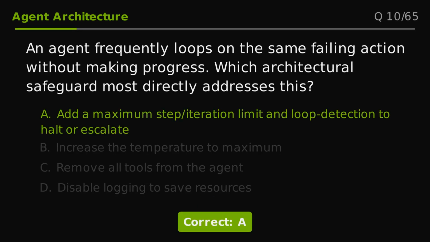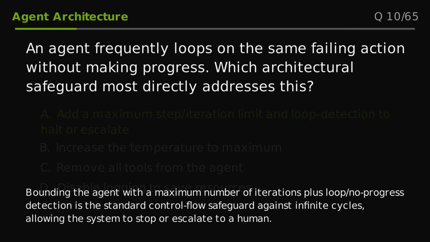The correct answer is A. A maximum number of iterations plus no-progress loop detection is the standard control flow safeguard against infinite cycles, allowing the system to stop or escalate to a human.